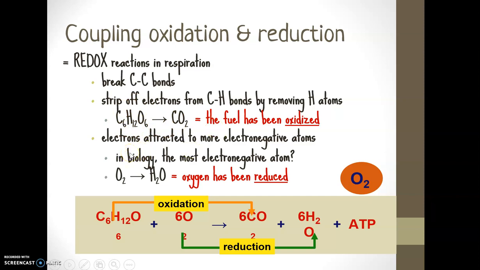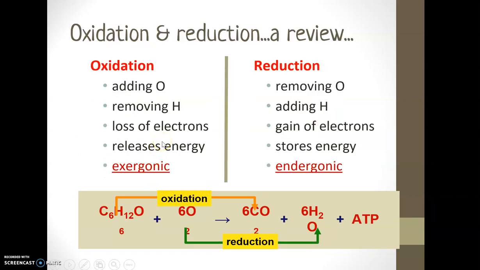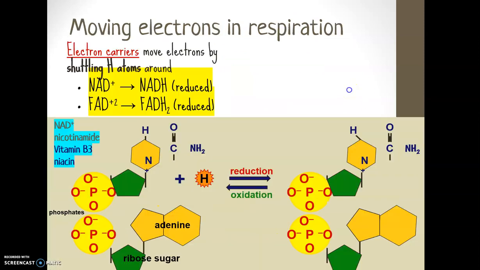Now the electrons are going to be attracted to the more electronegative atoms. Oxygen is a very electronegative atom. So that is our most electronegative atom in biology. We've talked about that before. So that means that now our loose electrons from glucose are going to be attracted to oxygen. So now we're going to create water from that, and our oxygen has been reduced. So here's a quick breakdown review of oxidation versus reduction. Adding oxygen, removing hydrogen, loss of electrons releases energy, exergonic for oxidation, the complete opposite for reduction. This is just a review.